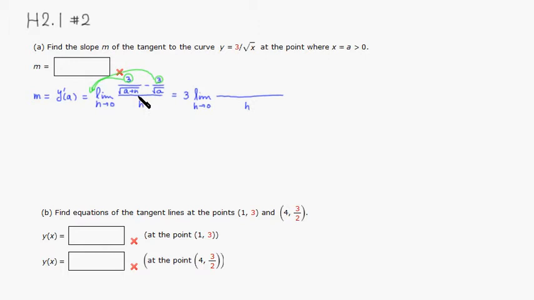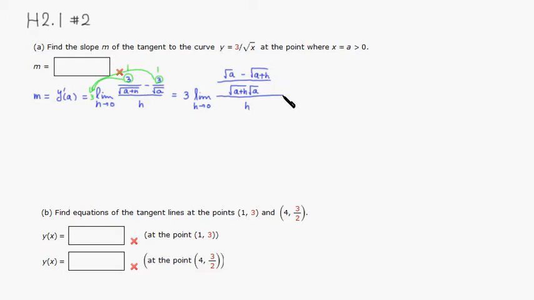The common denominator would be square root of a plus h times square root of a. The numerator: since 3 is factored out, pretend this is 1. So 1 times square root of a gives you square root of a, and the sign is a minus, and 1 times square root of a plus h.